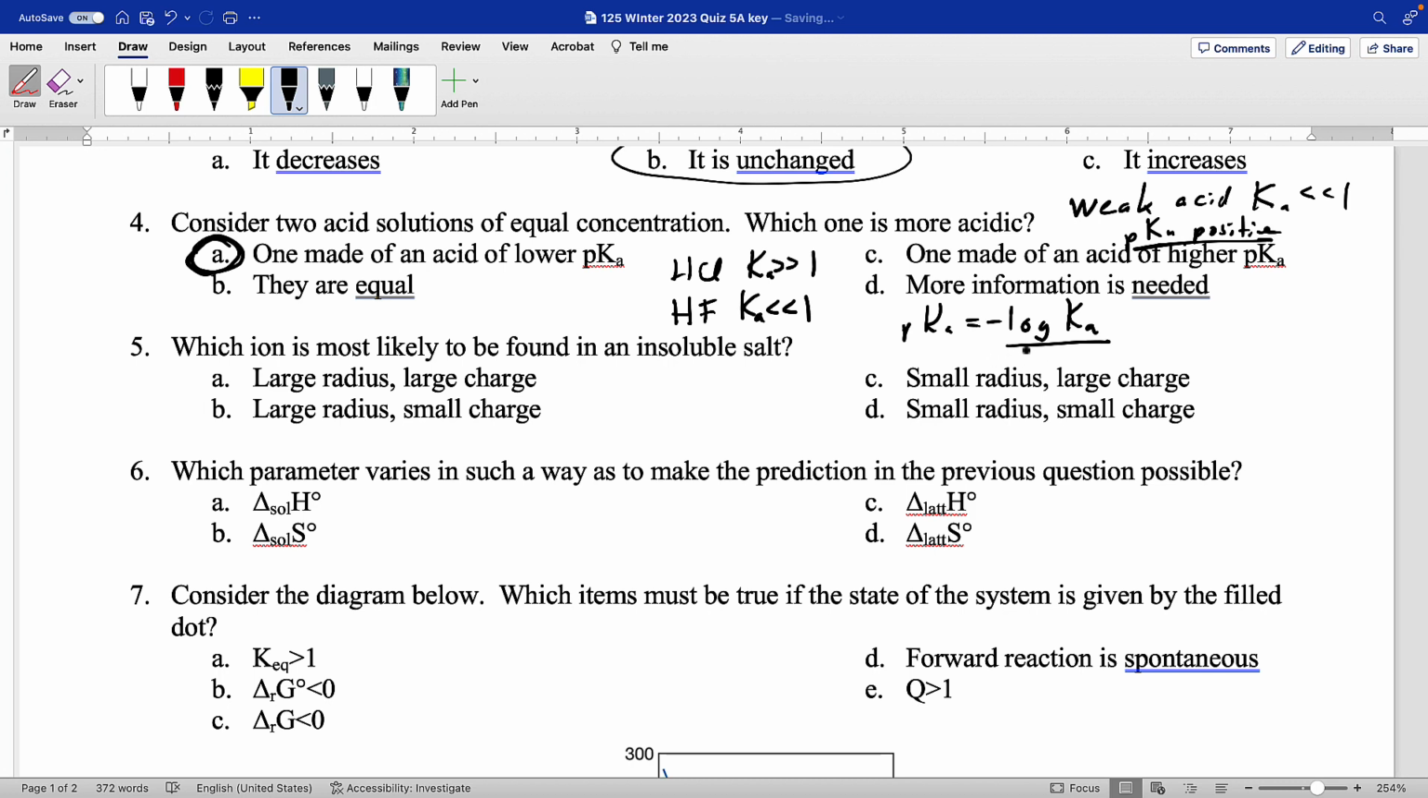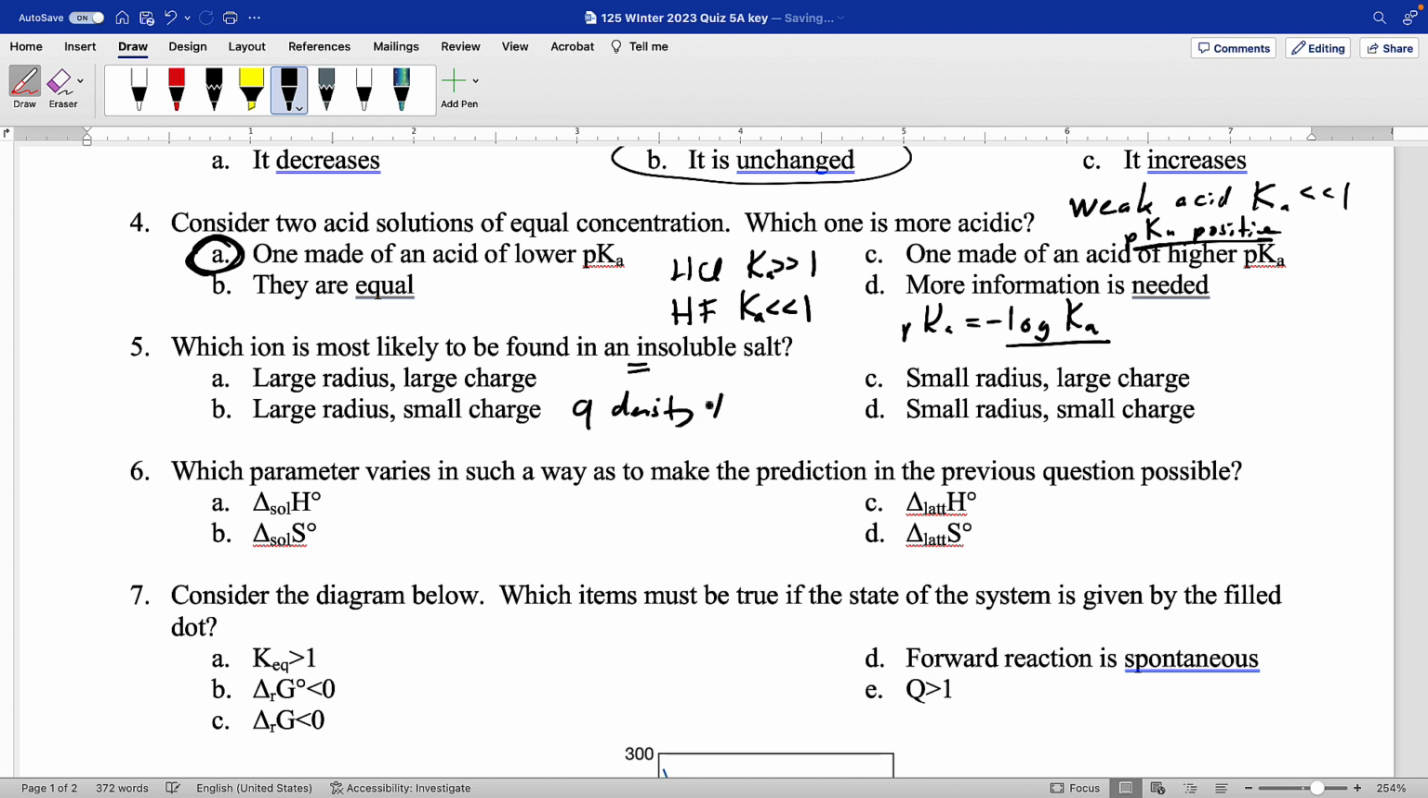And that's because of this negative log relationship. Okay, what ions are most likely to be found in an insoluble salt? In an insoluble salt, we want to make dissolving as unfavorable as possible to make it insoluble. And the one thing we can predict is the effect of charge density on delta S of solution. So as charge density goes up, you've got to be careful, Q is used for both heat and charge.